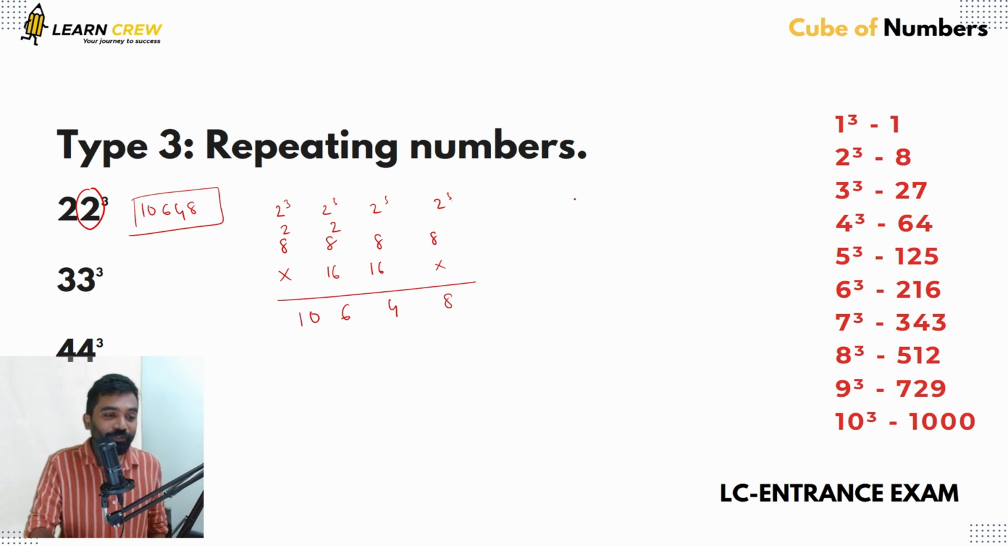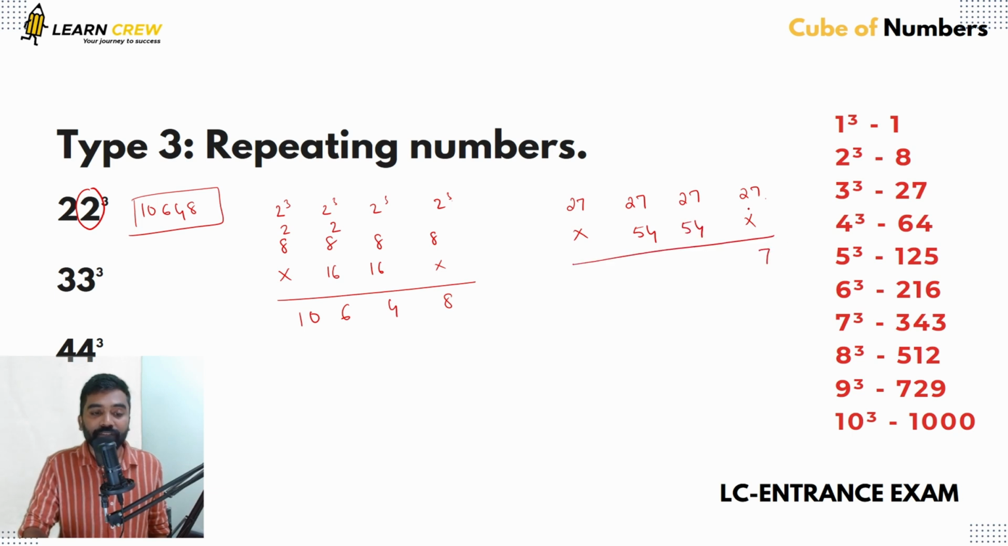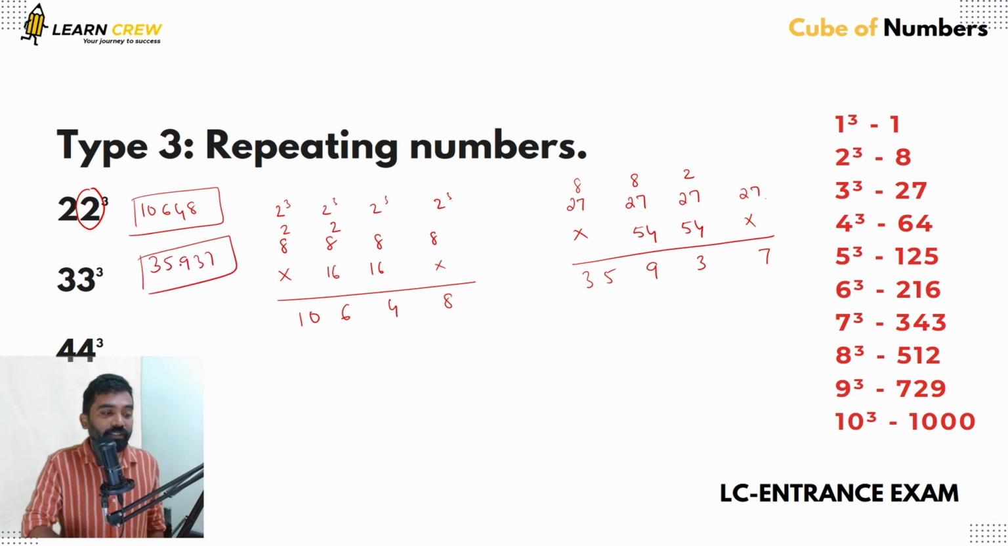Similar way for 33 cube, 3 cube is 27. So it becomes 27, 27, 27, 27. Fine. Omit the first and the last numbers. Multiply the middle numbers by 2. This becomes 54, 54. 27 gets 7 down. This becomes 2. This becomes 81 plus 2, 83. 3, 8. 81 plus 8, 89. 9, 8. This becomes 35. 3, 5, 9, 3, 7 comes the answer for this.